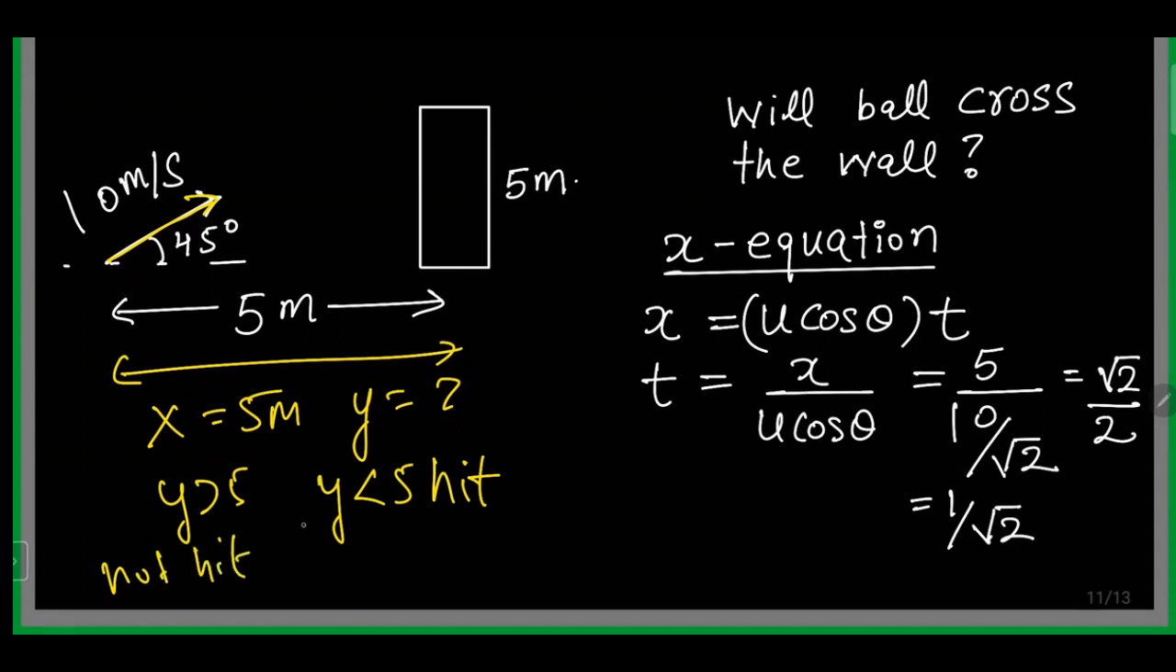So my basic mechanism of solving this question is: when x is 5 meters, what is the value of y? If y is less than 5, it means the ball will hit. And if y is more than 5, it will not hit. So let's do it. Your x is 5. What will be the x equation? x equals ut, and acceleration is 0, so there will be no half at square. So x will simply be ut.